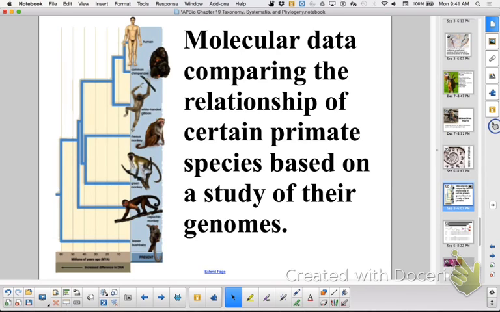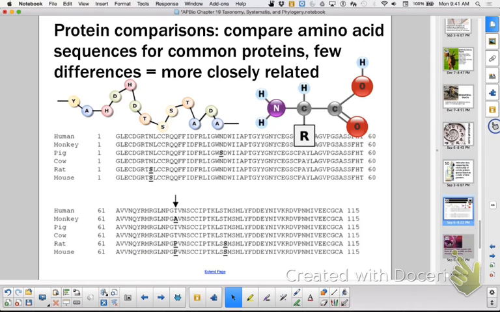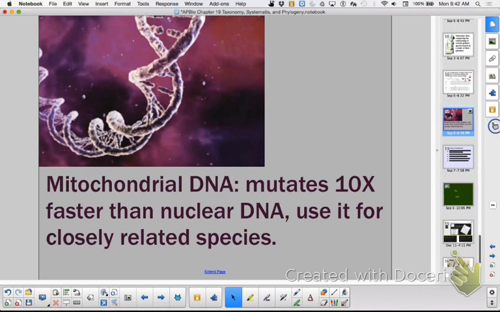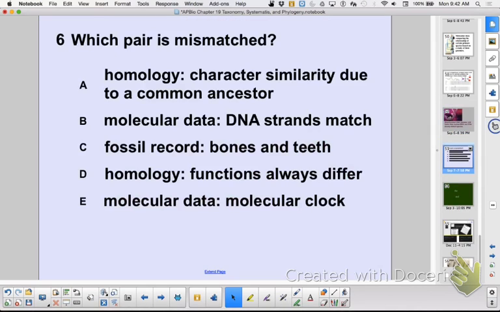That should be rapidly, not slowly. Mutates rapidly. Sorry about that, you guys. So you can look at protein comparisons, looking at the sequences of the amino acids. And mitochondrial DNA mutates 10 times faster than nuclear DNA. Use it for closely related species. So fix slowly to rapidly. Do you see where I am? Did you fix it? Okay.